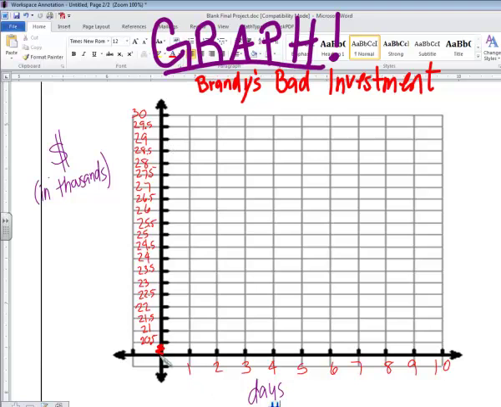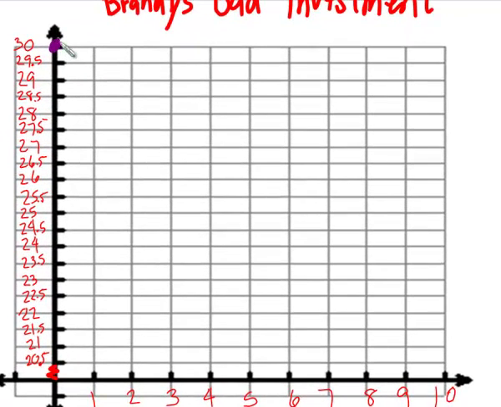Okay, so on day 0, where we started was $30,000. Then after day 1, we dropped to 29.7. So that's going to be represented by about right here. Then on day 2, we dropped down to 29.4. So that's going to be about right here. Then day 3, we've got 29.1 thousand. Right about there. Day 4, we've got 28.8 thousand. Which would be about right here.